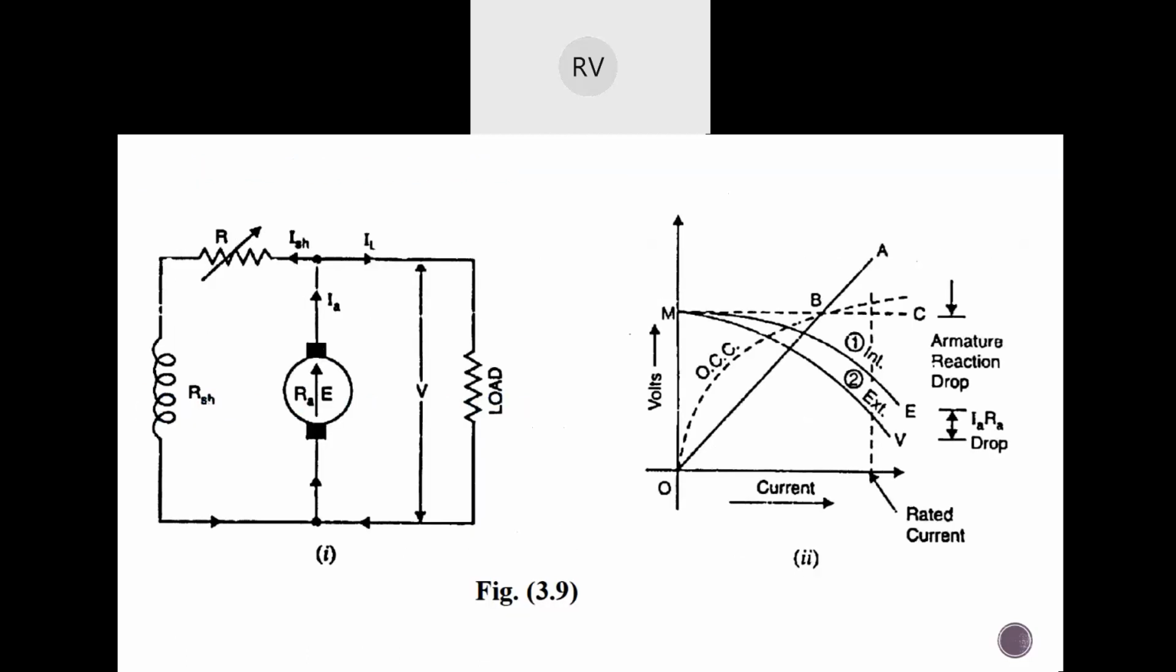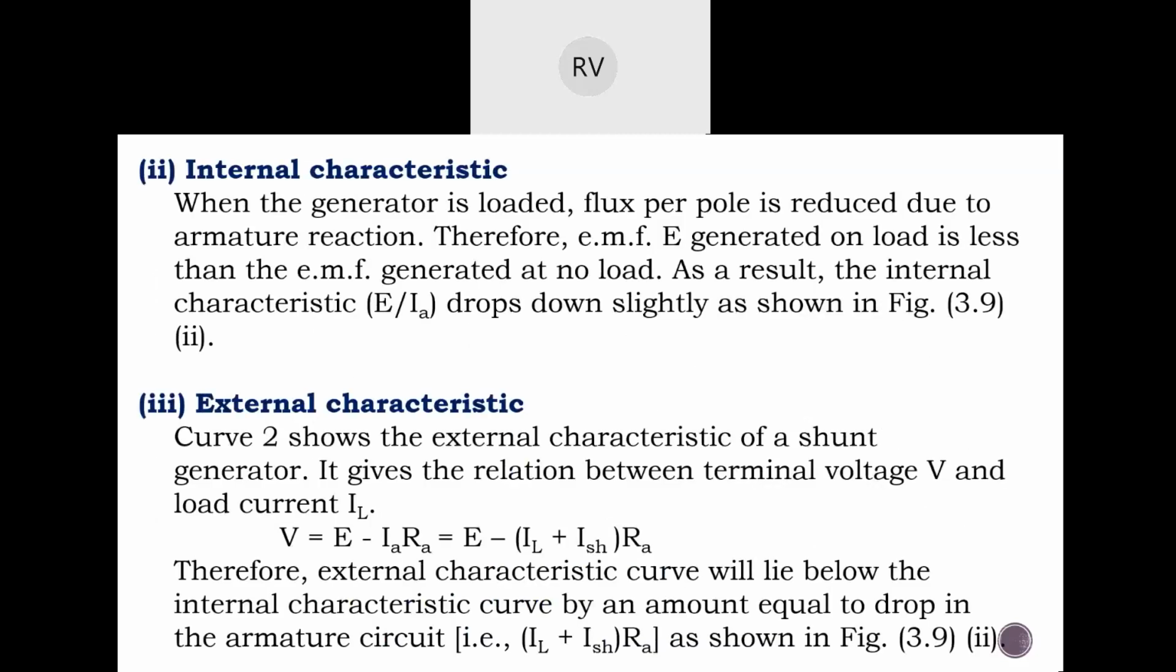Here you can see there is a slight difference between the internal characteristics and the external characteristics. The external characteristics are further below the internal characteristics. This drop is called the IARA drop, or (IL plus ISH) into RA. This is nothing but the drop due to the resistances present. Now we have seen all three types of curves for this particular shunt generator.